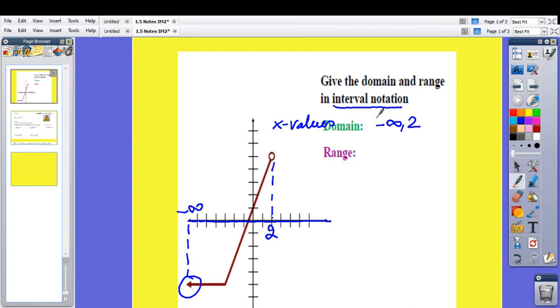Now this is always parentheses. This one is an open dot, that means that's not the solution to that. So we will put the parentheses. Now let's find out the range for it. Range is again the y values. These are your y values.